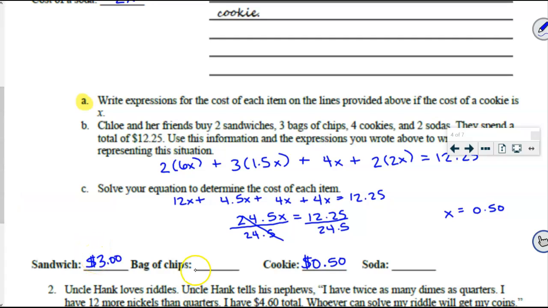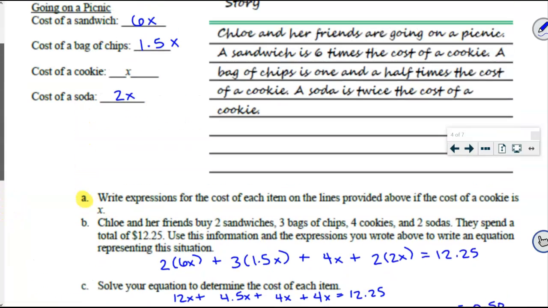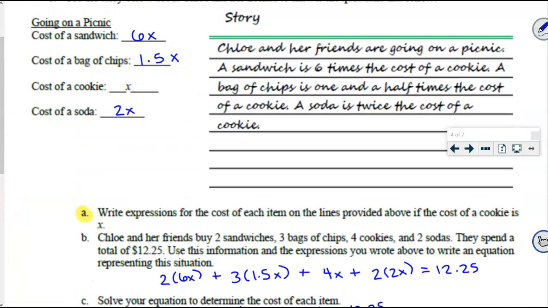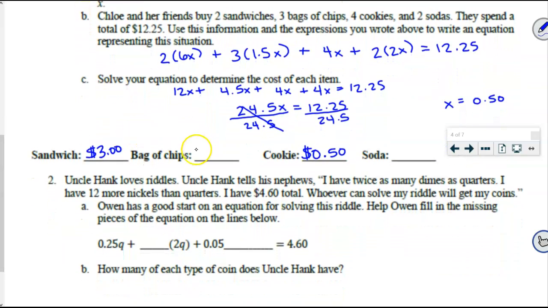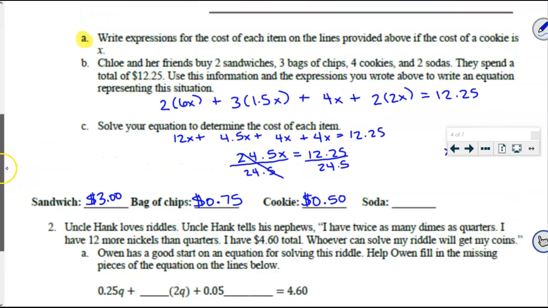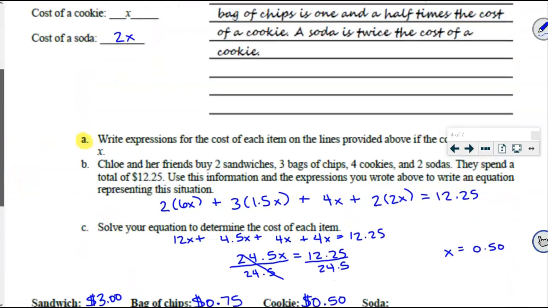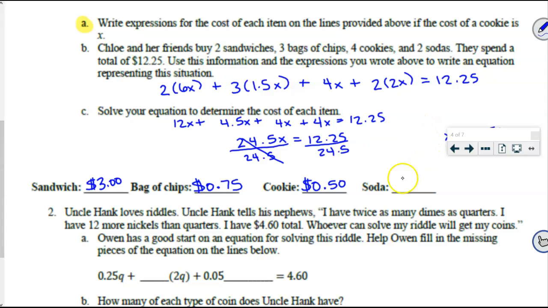And a bag of chips. A bag of chips is 1.5 times the cost of a cookie. So 1.5 times 0.5, we get, Hayden? Yes, 75 cents. Not $7.50. And the cost of a soda, the cost of a soda is 2 times the cost of a cookie. Brock, $1. And that's it.